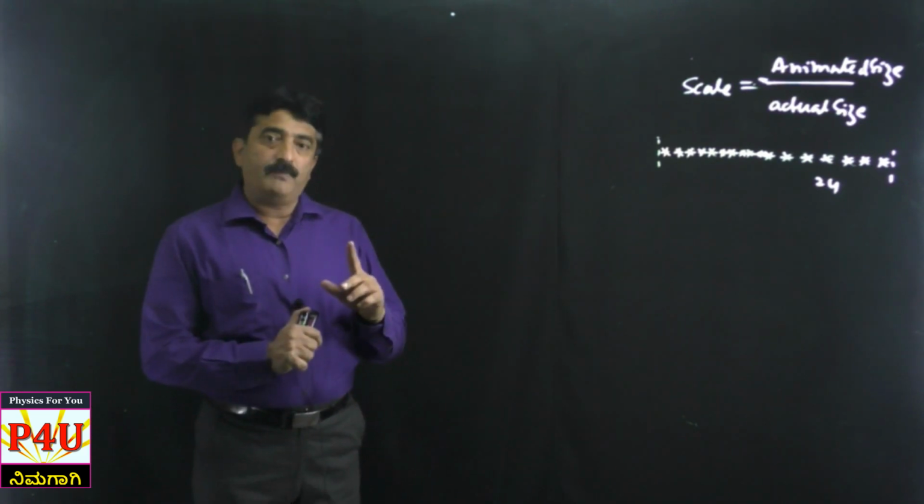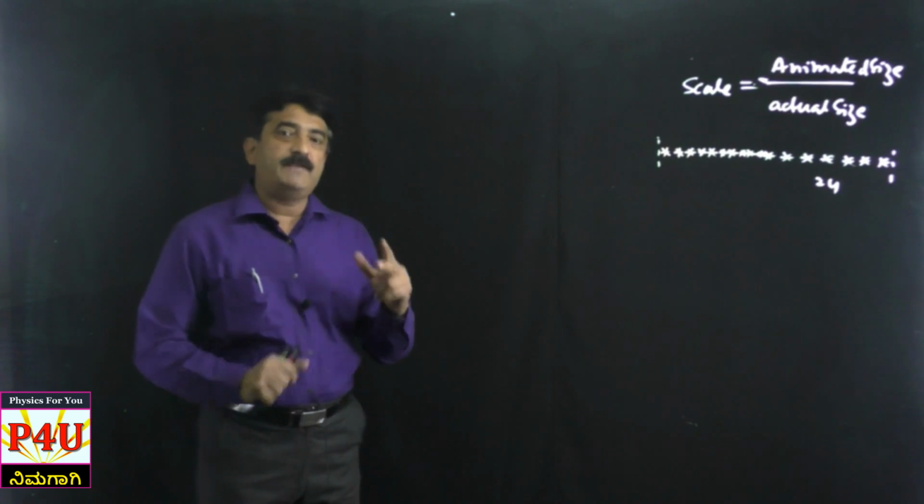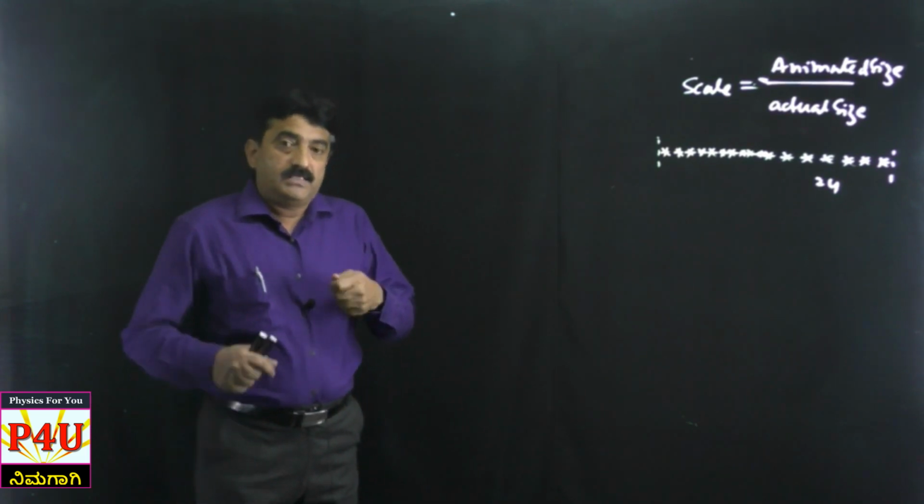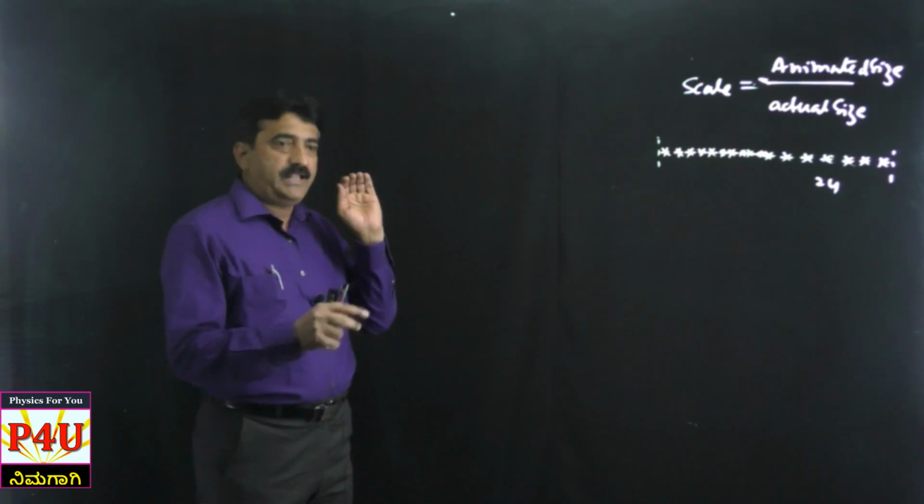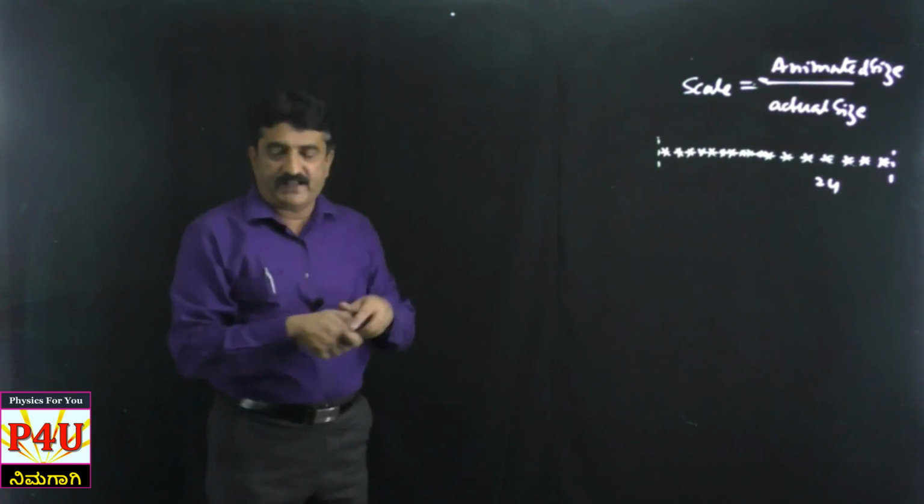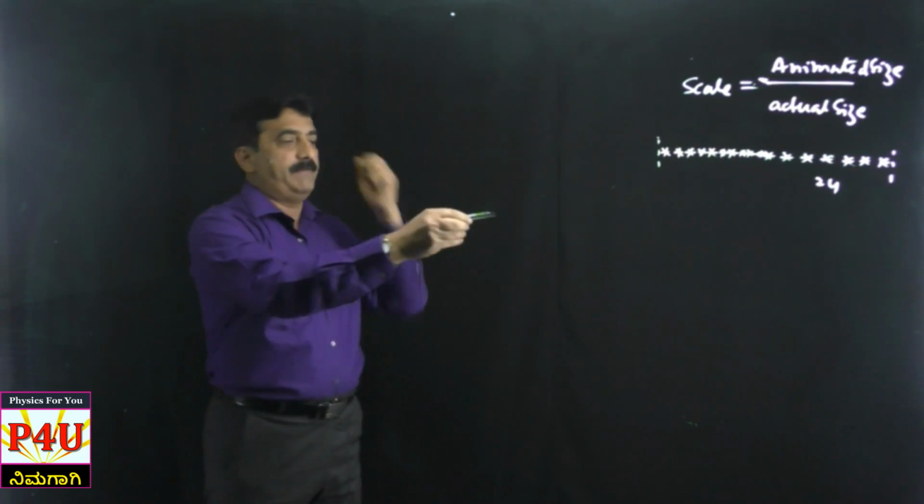We have to talk about two types of movements, two types of motion. What is that? See, for example, one person is hitting one object. Like, say, for example, I am hitting this pen with my hand.